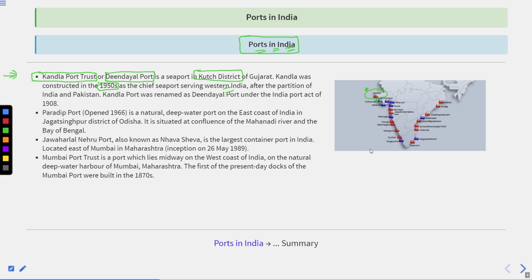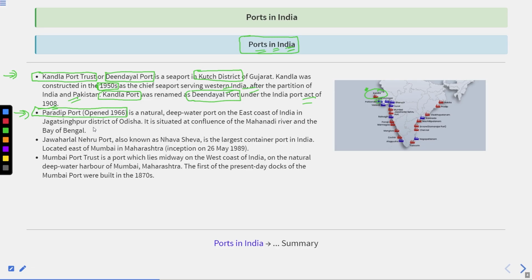In option of this, we further developed the Kandla port in 1950. Okay. And as I have told you, after the partition of India and Pakistan, the Karachi port that used to be our main port during the British time was transferred to Pakistan. Okay. The Kandla port, after the reconstruction, was renamed as the Deen Dayal port under the Indian Port Act of 1908. Then we have Paradip port.